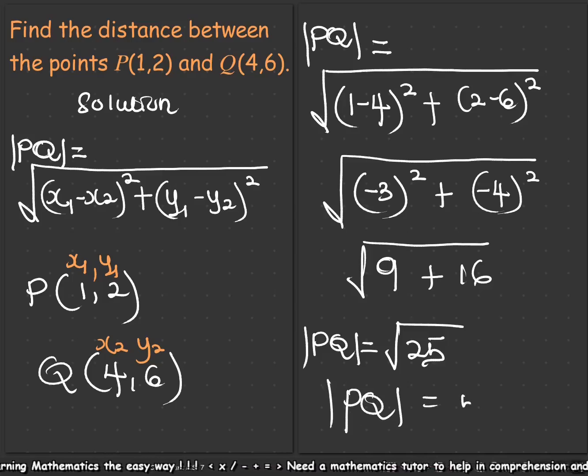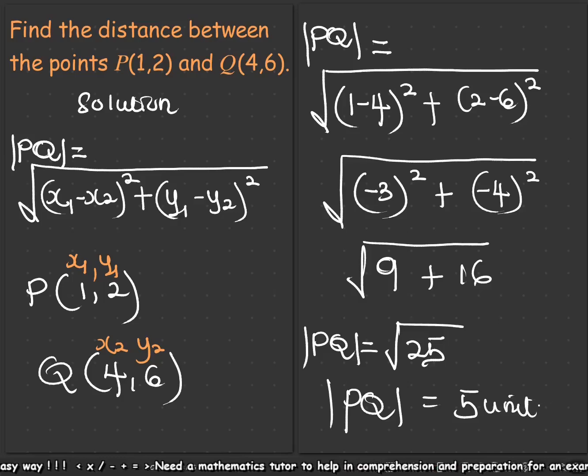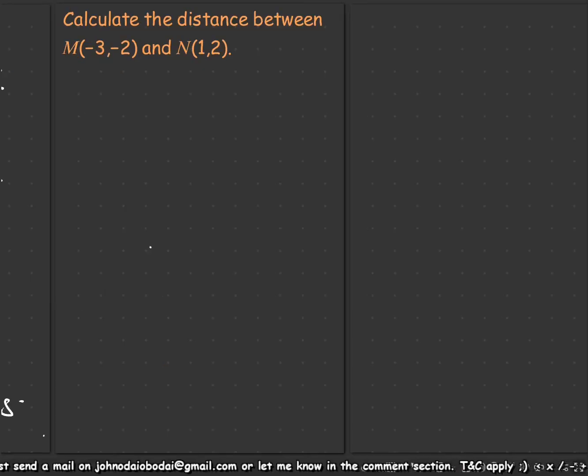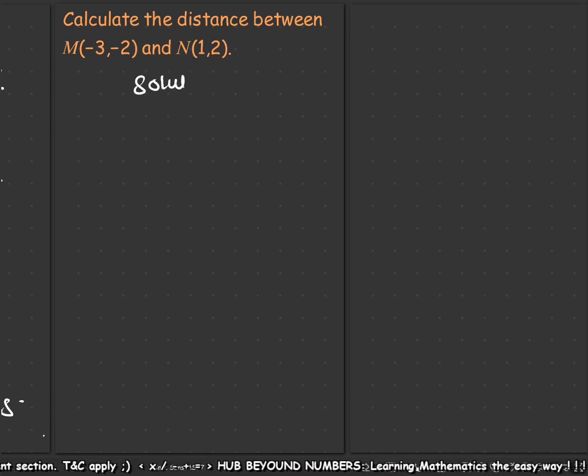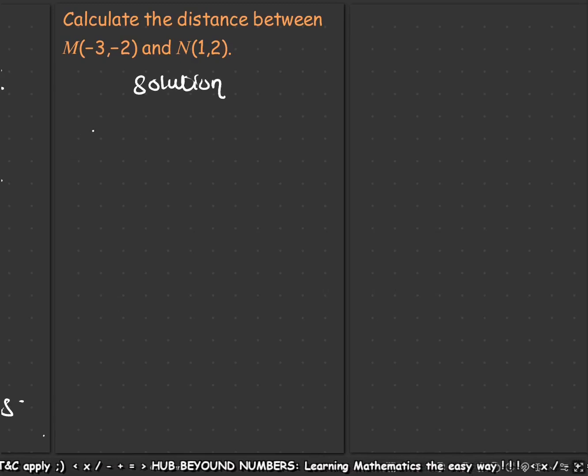5 units. So this has also given us 5 units as well. You see, let's solve this last example and then I'll give some exercises for you to try to test your understanding. So in this last question here, you have to calculate the distance between M and N. And M has the coordinates negative 3, negative 2, whilst N has 1 and then 2. So our solution, you can pause at this point just to try on your own and then see if you are going to get it.